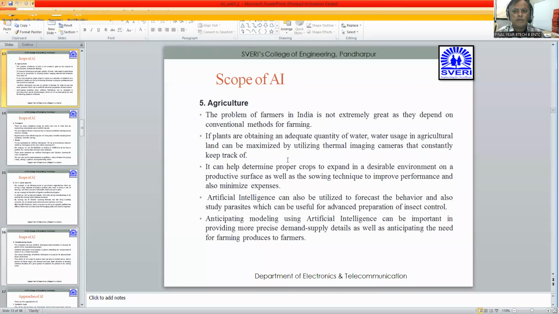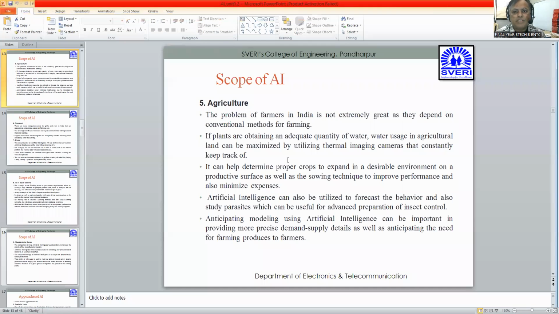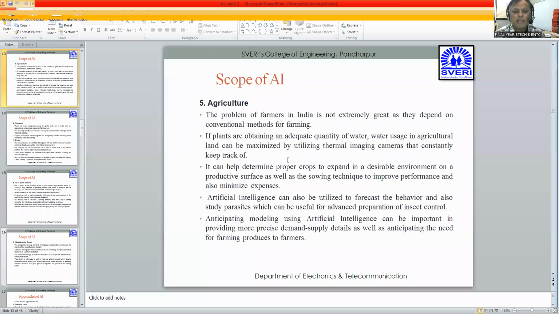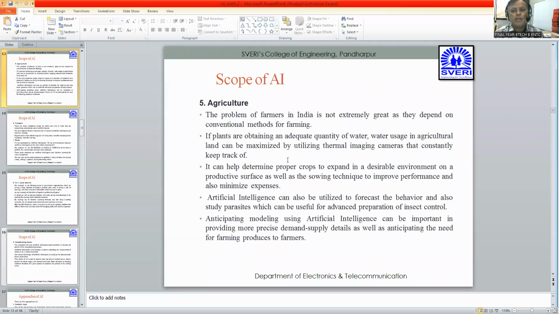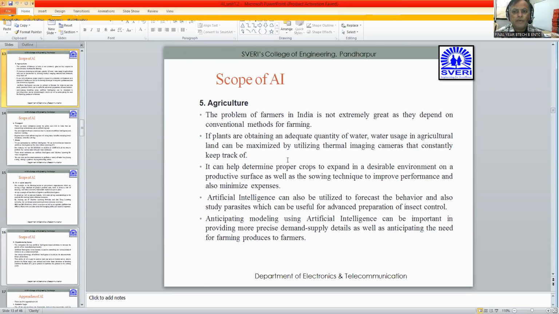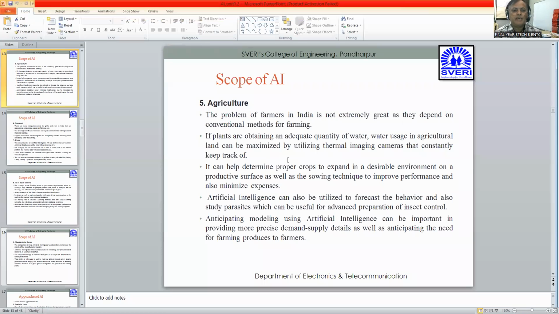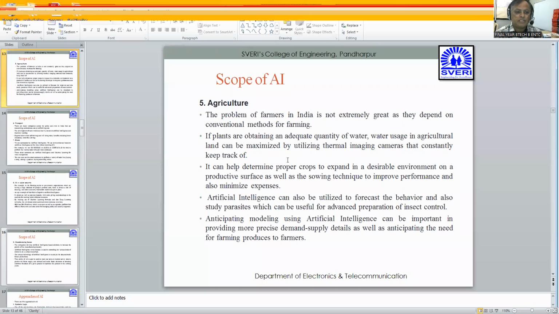Agriculture is yet another application or scope of AI, where a lot of things can be changed as we are moving towards advanced agriculture. AI can play a very important role and can help farmers to an extreme extent, as they mostly depend on conventional methods for farming. Still now, 60% of the farming in India is done in a conventional way. If AI gets introduced into agriculture, the scenario may change fast.